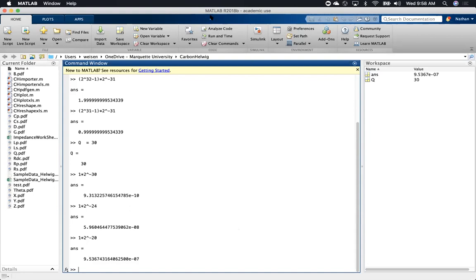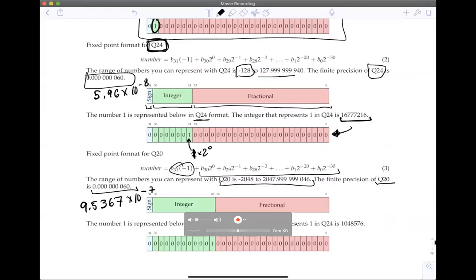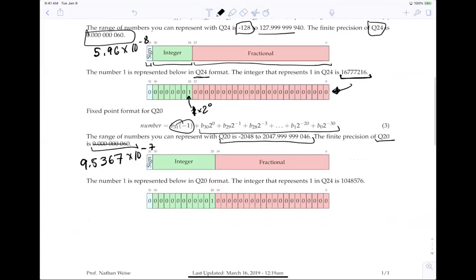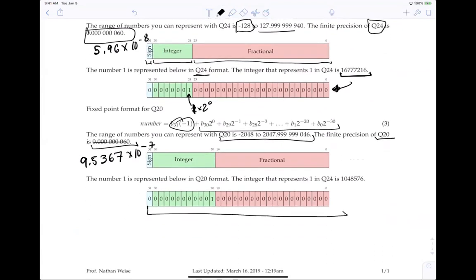All right, let's go back to our video here. And so that's the smallest number you can represent. And again, this is the number one represented in Q20. And it's also, again, a different integer. But that's just how we represent the number, okay?